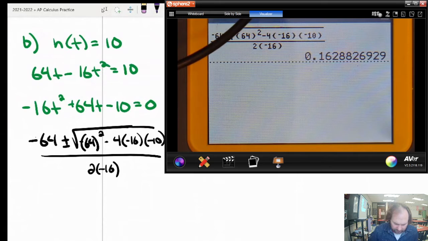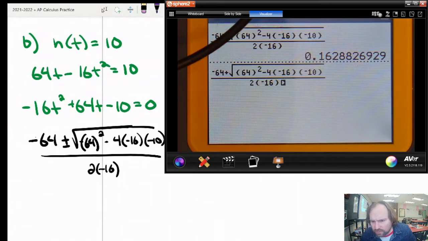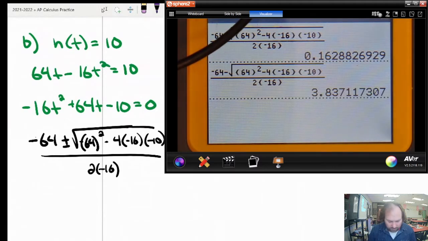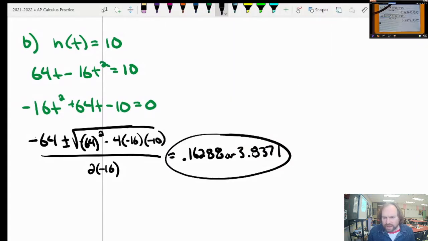There is one of our answers that is 0.16288. But the other answer is the same formula, only we change that to a subtraction. You could also do the same work by graphing the parabola and then graphing the line y equals 10 and seeing where it crosses. That would be another way to do it. 3.837. Those are the two solutions to this quadratic equation. So again, you could graph this and see where that horizontal line y equals 10 crosses it, but those are the two time frames where the spit wad is 10 feet above the ground.